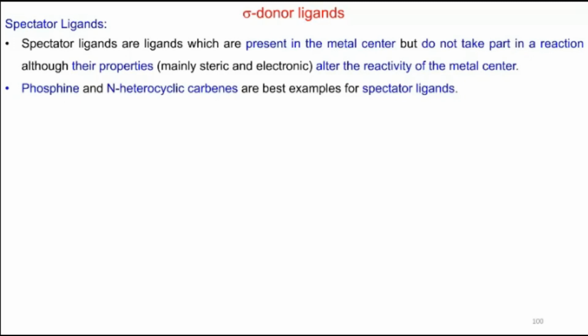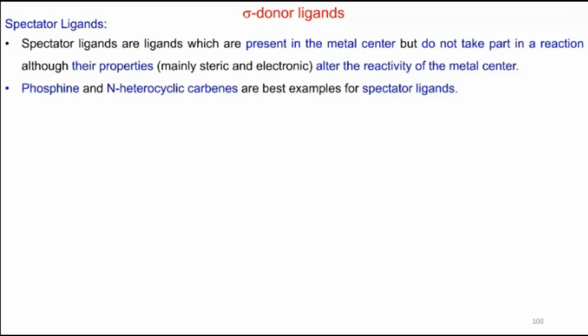Exactly the same way, your spectator ligands are just like that. They never get involved in any chemical reaction, but their presence actually enhances the rate of the reaction. If we tune it correctly, it will enhance the reaction, and that is what the two examples, phosphine and N-heterocyclic carbene ligand, do.